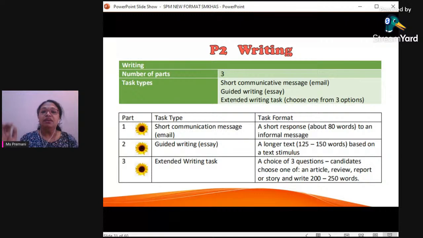No. The first part of the task is a short response. You write about 80 words for an informal message. It means this is to a friend. You must have friendly tone language. Teacher, how if I write fewer? Don't. 80 means try to go 80. Teacher, how if I write 100?